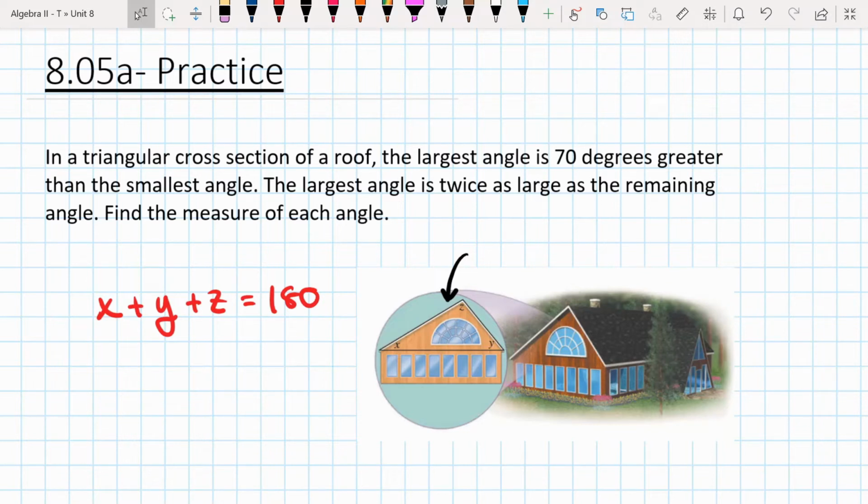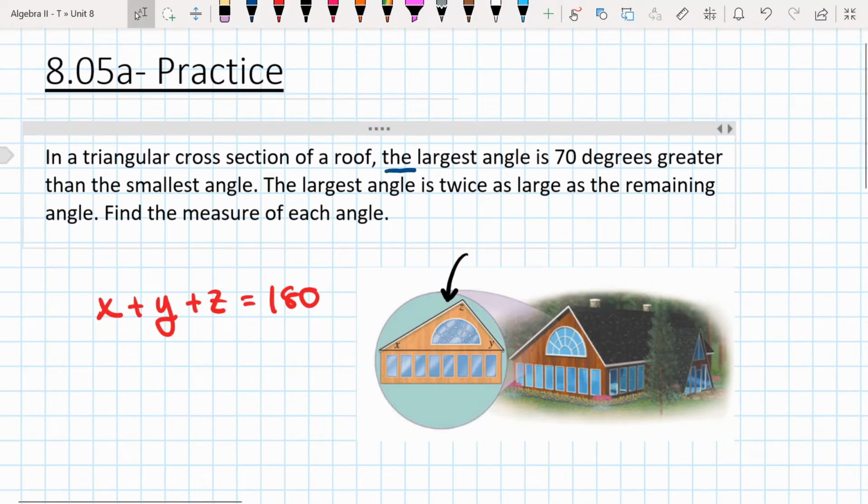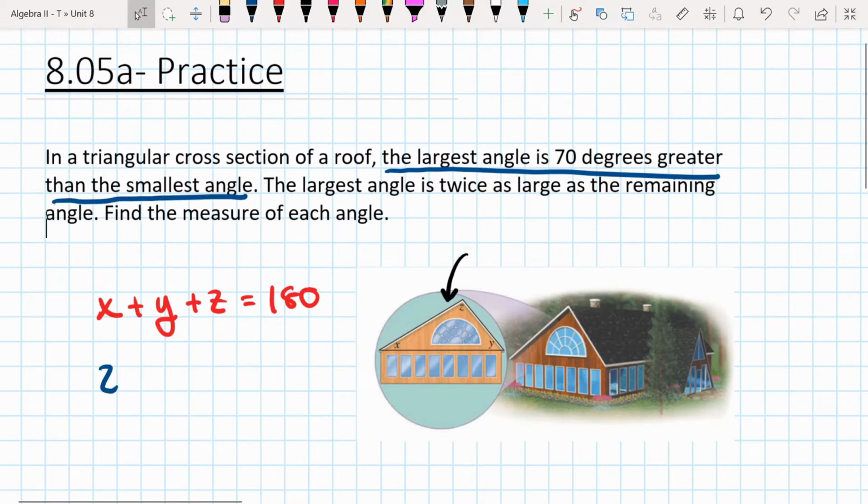Let's call z the largest angle, and we'll call x the smallest angle, and then y will be the angle in between. If z is the largest angle, and the largest angle is 70 degrees greater than the smallest angle, then the largest angle z, if it's 70 degrees larger than the smallest angle x, can be defined as x plus 70. So that's our second equation.